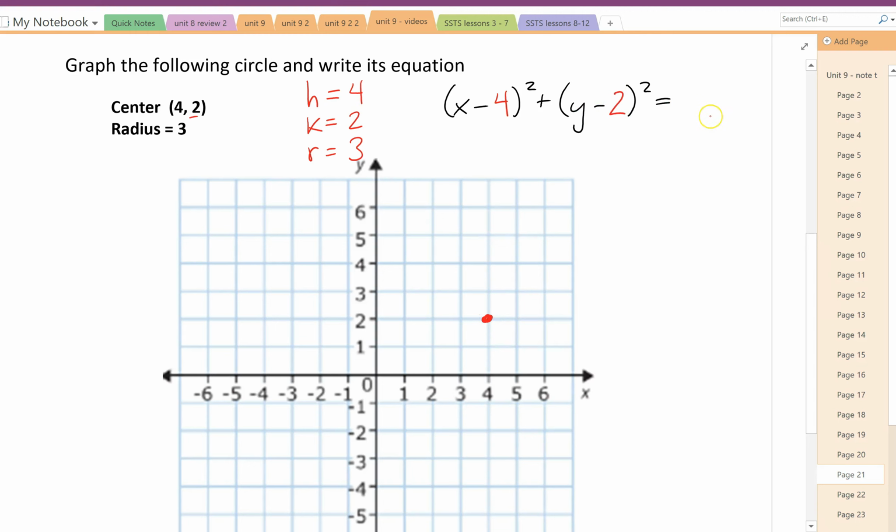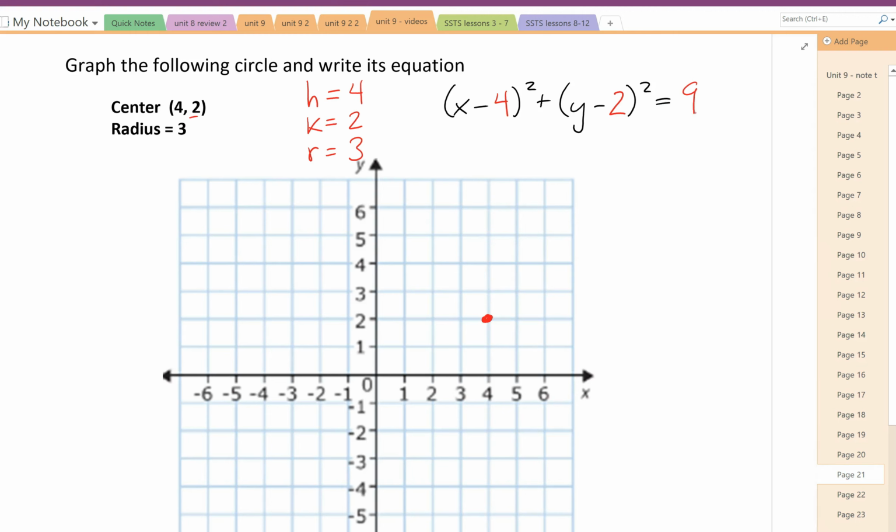And then those two things are equal to the radius squared. So not just the radius, but the radius squared. So if the radius here is 3, over here I'm going to put 3 squared. 3 squared, I happen to know, is 9. So that would be the equation for this circle.